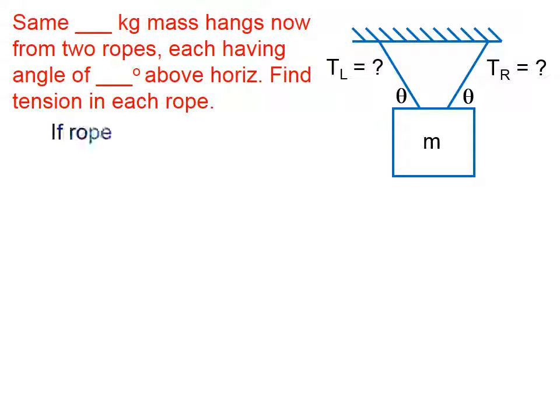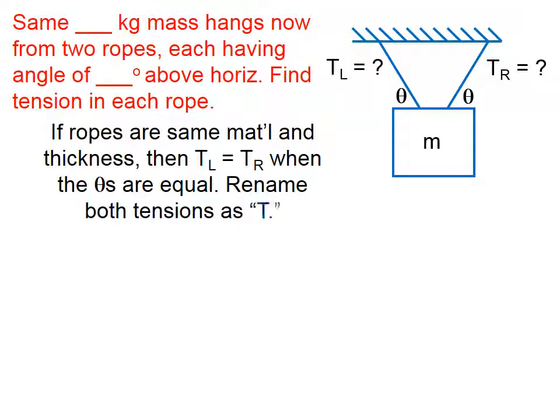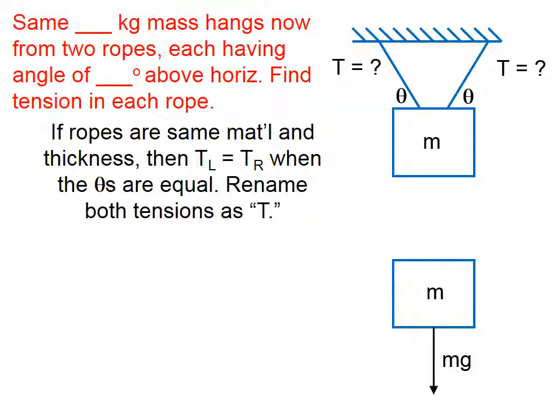Tension on the left, tension on the right. If the ropes are the same material and thickness, then the tension on the left is equal to the tension on the right when the thetas are equal. We're going to make this assumption. Furthermore, we're going to assume that the ropes are symmetric with regard to the weight, so we're going to rename those tensions as simply T. And then we proceed just like we always do. We draw a free body diagram.